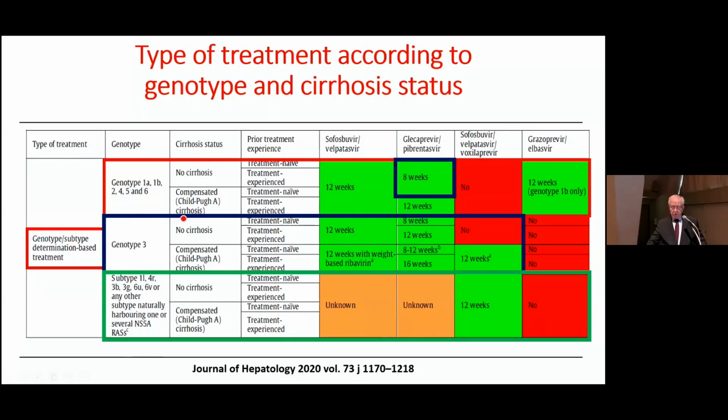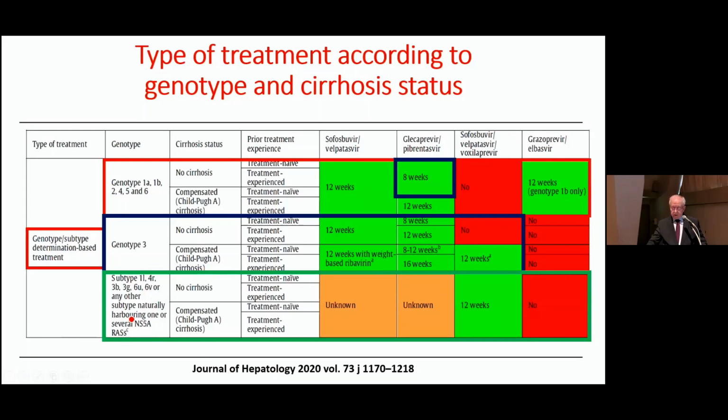Genotype 3, no cirrhosis or Child-Pugh A cirrhosis. Treatment naive or experienced can be treated for 12 weeks, but the compensated cirrhosis group, especially naive or experienced, we should add weight-based ribavirin for 12 weeks or 16 weeks. Also, sofosbuvir, velpatasvir, voxilaprevir can be given for 12 weeks.